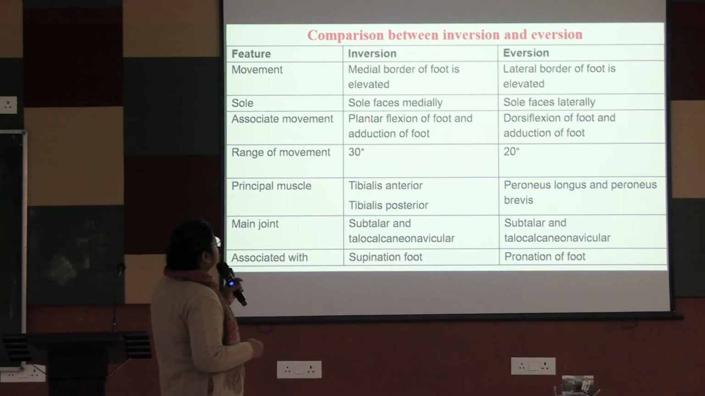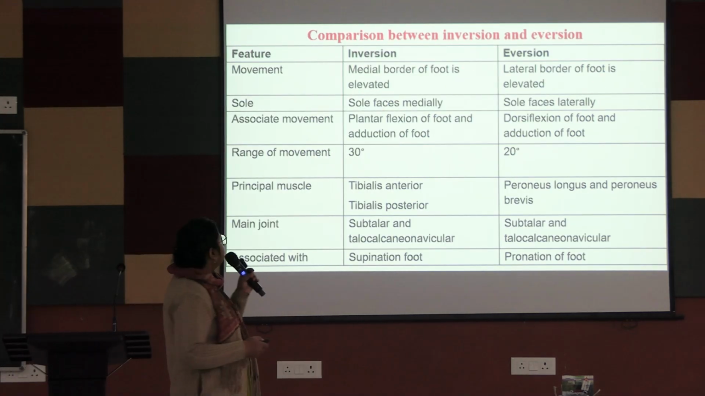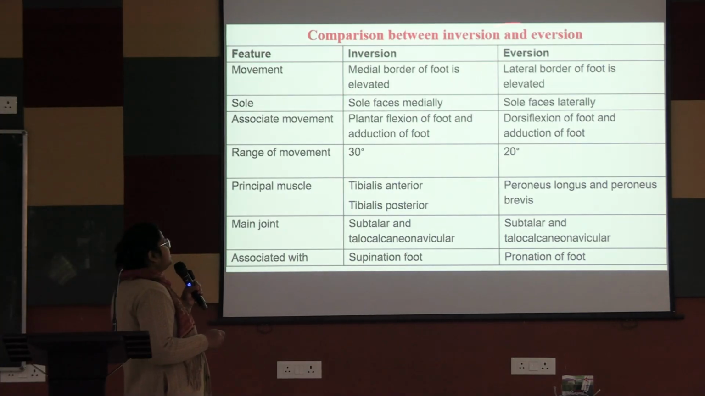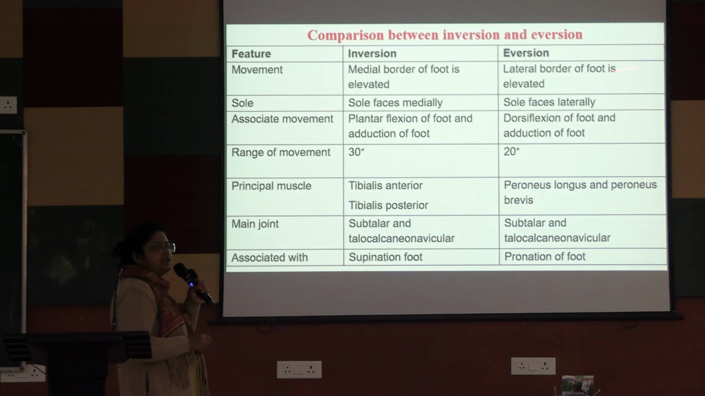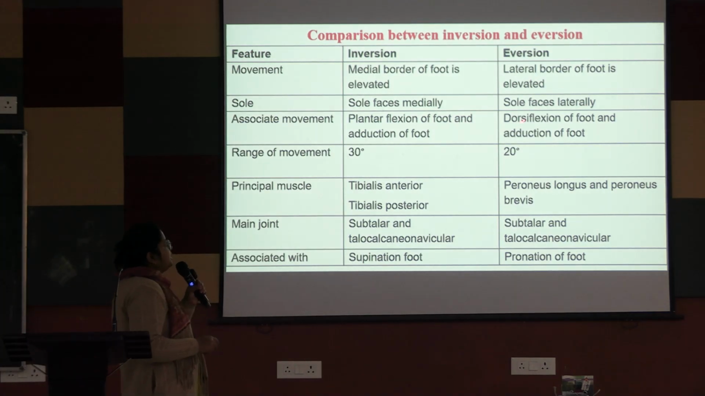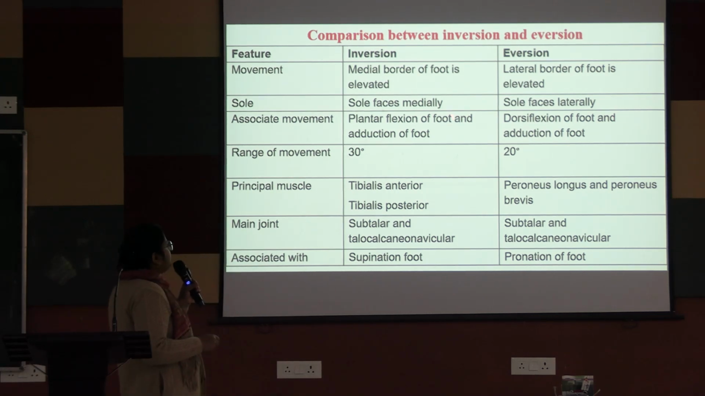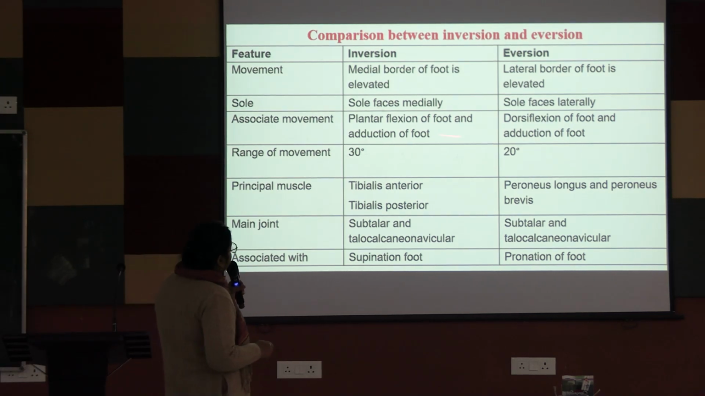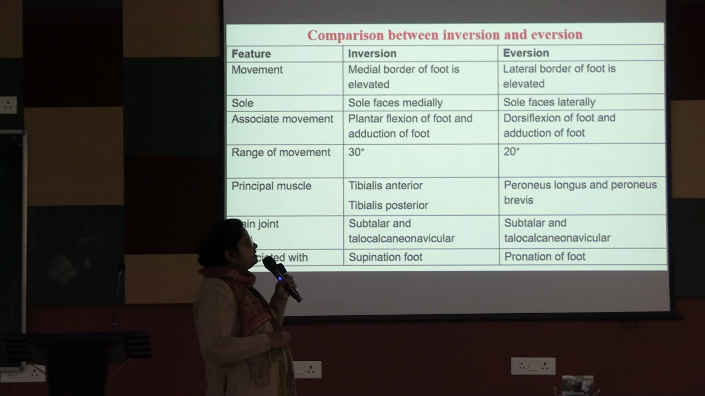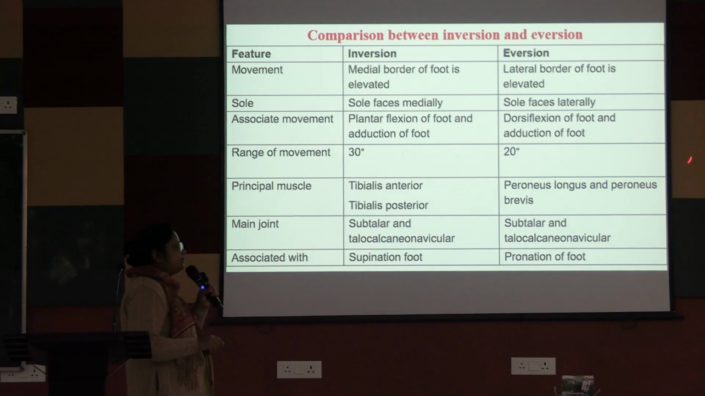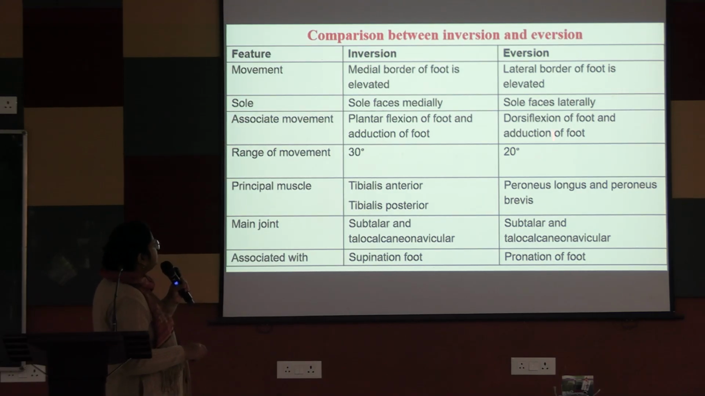So this is the difference between inversion and eversion. Inversion, the medial border of the foot is elevated. Eversion, the lateral border of the foot is elevated. The sole of the foot faces medially in inversion, and the sole of the foot faces laterally in eversion. Associated movements with inversion are plantar flexion of the foot and adduction of the foot. And eversion's associated movements are dorsiflexion of the foot and abduction of the foot. And range of movement is 30 degree for inversion, 20 degree for eversion.